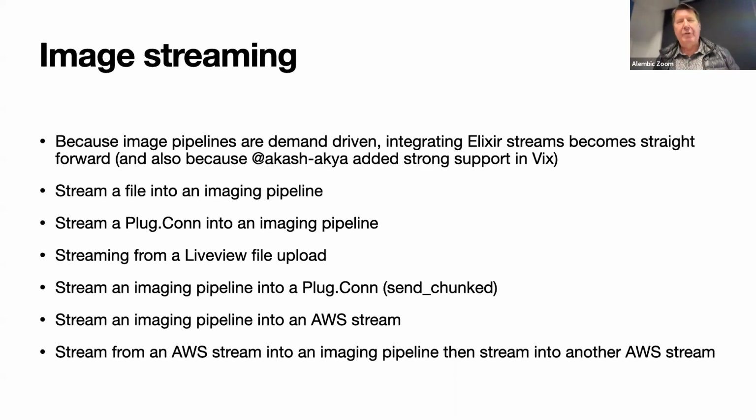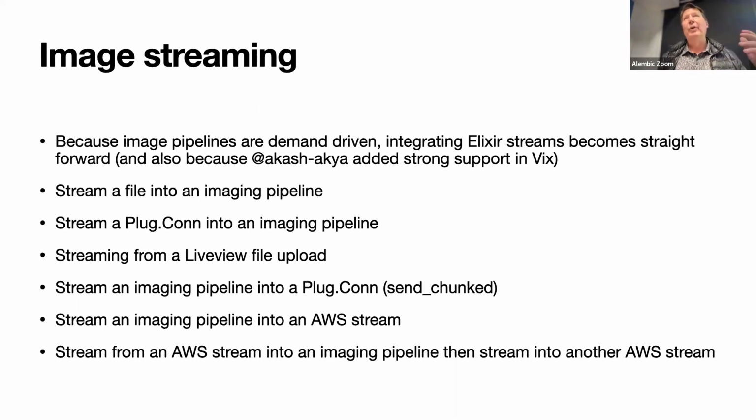Because these images are demand-driven, integrating them with Elixir streams is actually really straightforward. A little bit of work by Akash in Vix to build upon the primitives of LibVips, but now you can stream, you can do File.stream into an Elixir imaging pipeline. You can stream an image into a Plug.Conn for a web application, and that opens up all sorts of opportunities. Here are some typical examples that are all built upon Elixir streams, or if not strictly Elixir streams, Plug.Conn chunked responses or chunked uploads are also interpreted correctly to make that happen, including, of course, AWS streams, which is for anything that's using AWS standard interfaces.